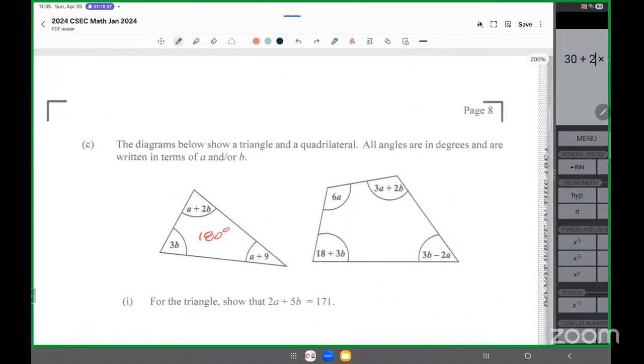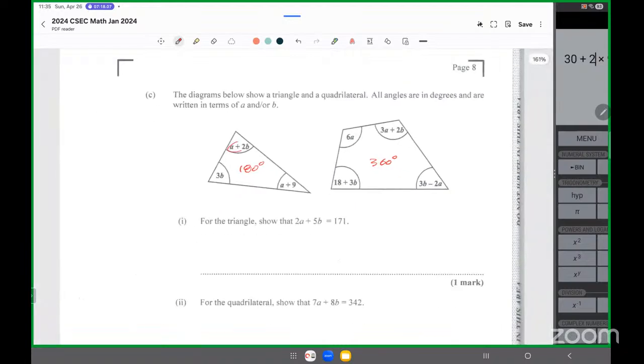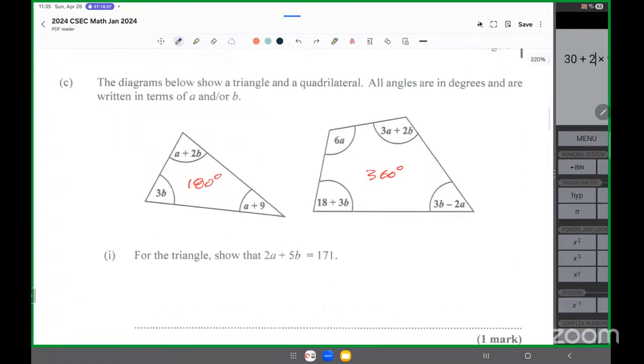For the quadrilateral, the total angle in a quadrilateral is 360 degrees. That's what we know. So for the triangle, the sum of these angles is 180 degrees. So we can set up that equation. So this angle first, which is A plus 2B, plus this 3B, plus this A plus 9, is all equal to 180 degrees. Or 180, because the angles are in degrees, so we don't need to put on the degree.